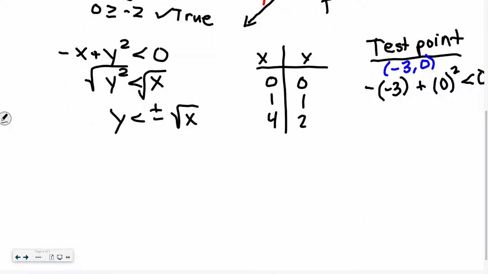So I'm plugging that into my original inequality. -3 plus 0 squared is less than 0. That gives me 3 plus 0 is less than 0. 3 is less than 0. How do you feel about this? No good, right? This is false.